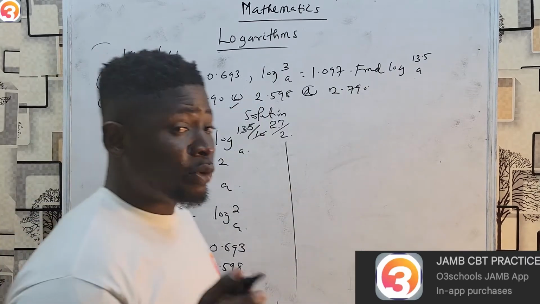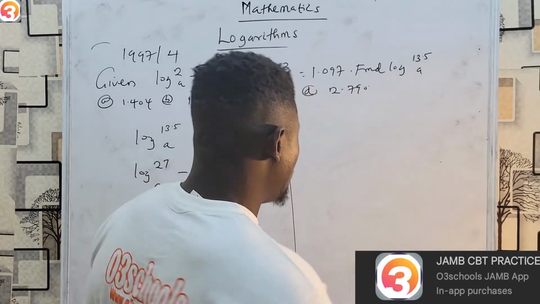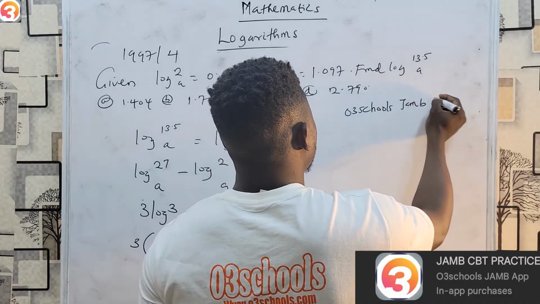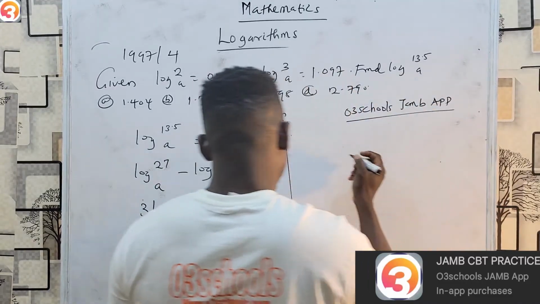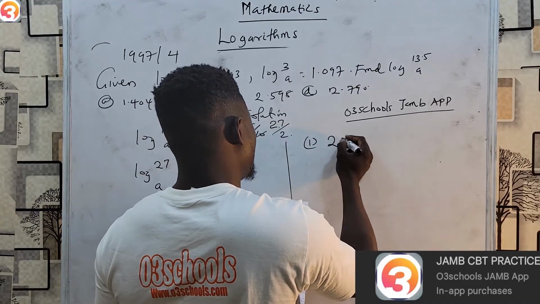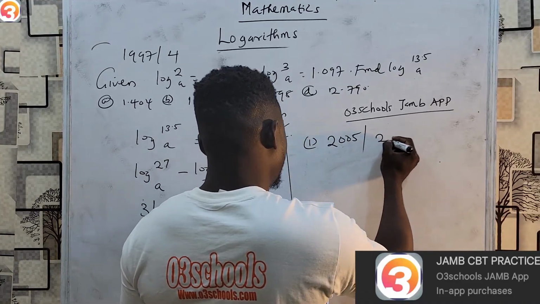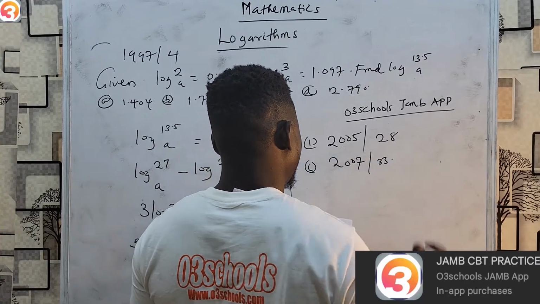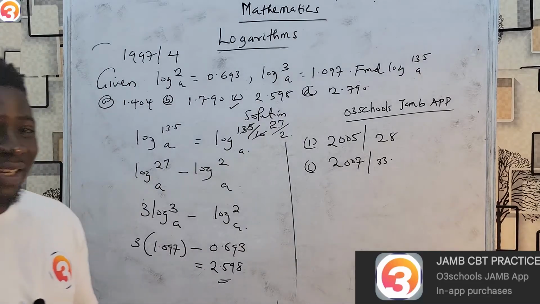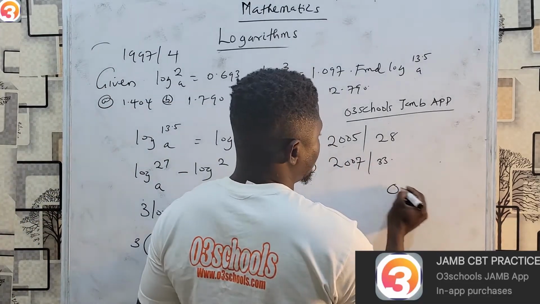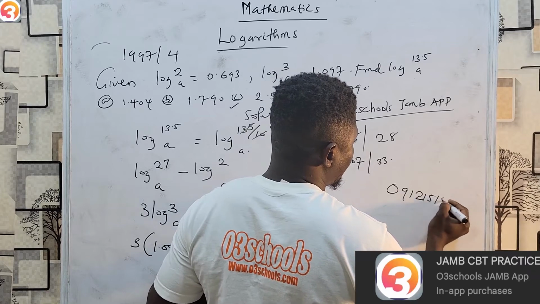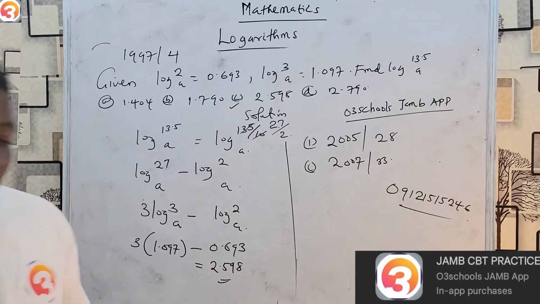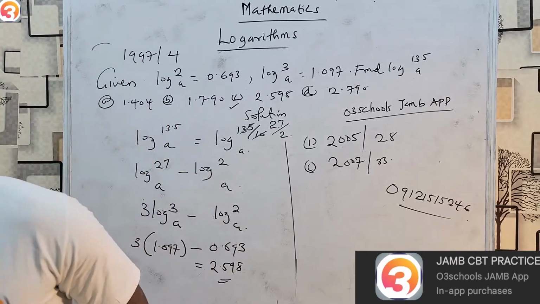All right, so I'll quickly give you an assignment at this juncture. Open your O3 Schools JAMB app, and then look for these questions, solve them and submit on WhatsApp. 2005 question 28, 2007 question 33. Right, so look for them, solve them, submit them. Use the WhatsApp number to submit: 09121515246. Submit them.